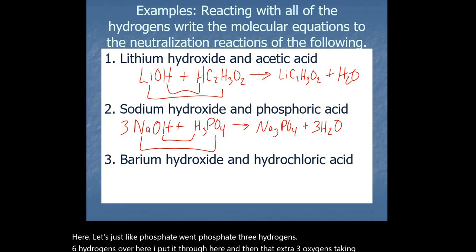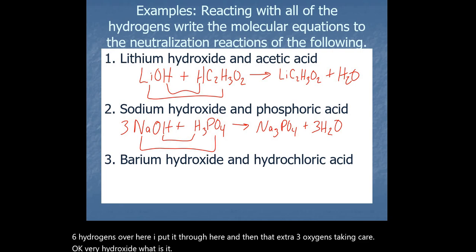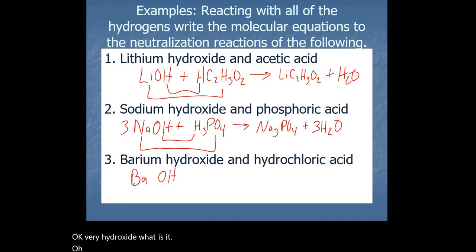Found it? Okay, barium hydroxide, what is it? Ba(OH)2. But what's the charge on Ba? 2. So I need 2 hydroxides. Plus, what's hydrochloric acid? HCl. Okay, this is another one we're going to have to balance because there's 2 hydroxides versus 1 hydrogen, right?